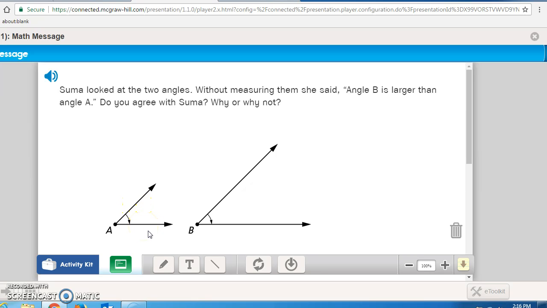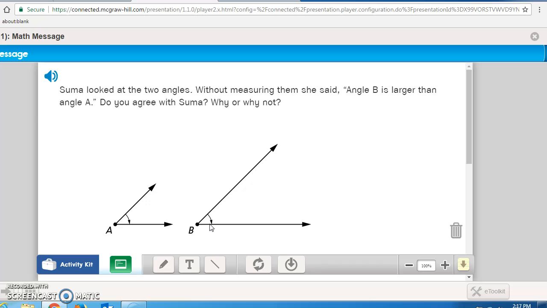depends on the spread of the angle's rays and not the length, meaning that even though these rays are shorter, the angle within the two rays is the same as the angle within the two rays that are longer, because look where we're measuring, okay? Therefore, it is incorrect in stating that angle B is larger than angle A. They're exactly the same.